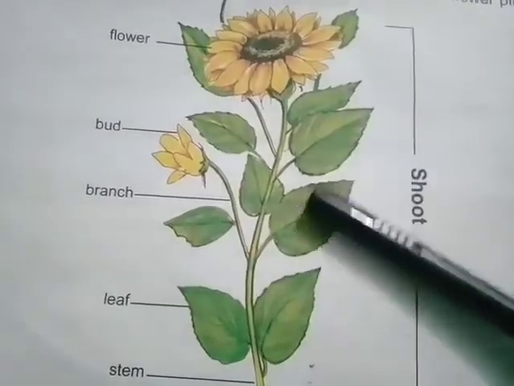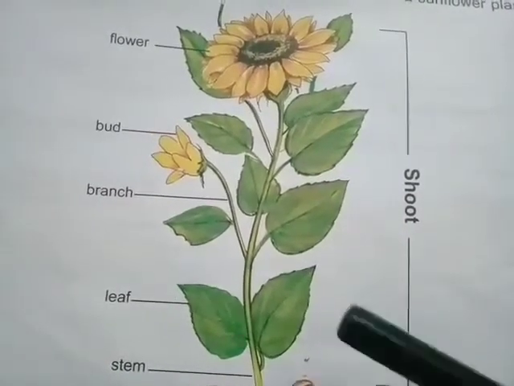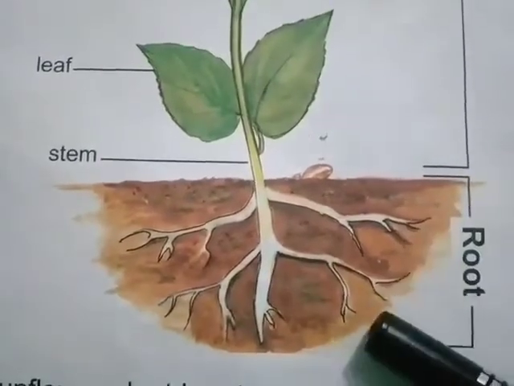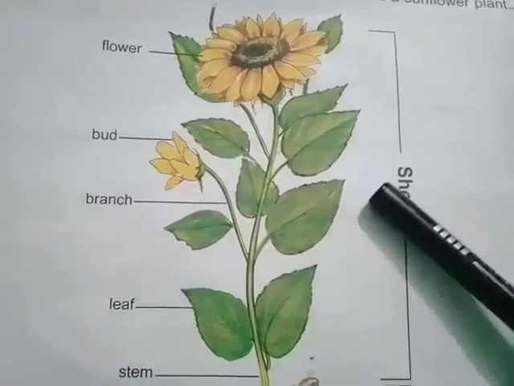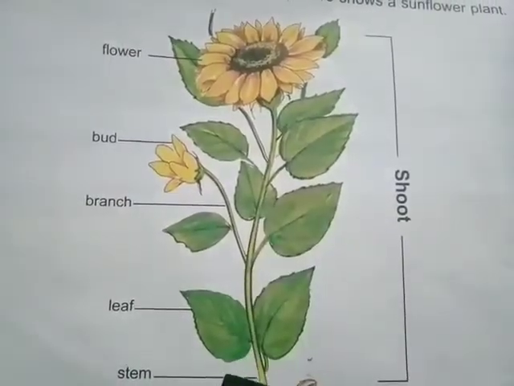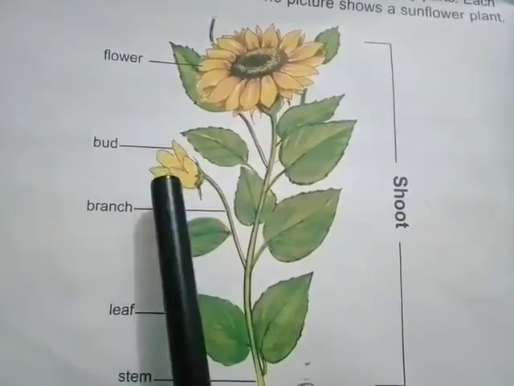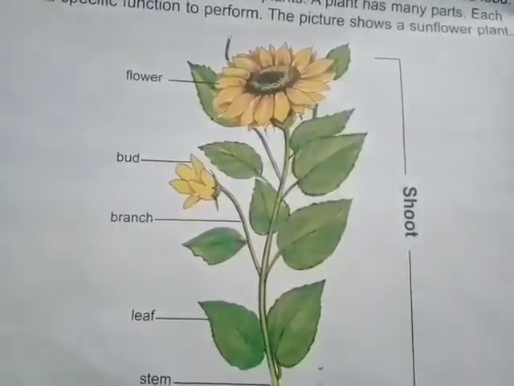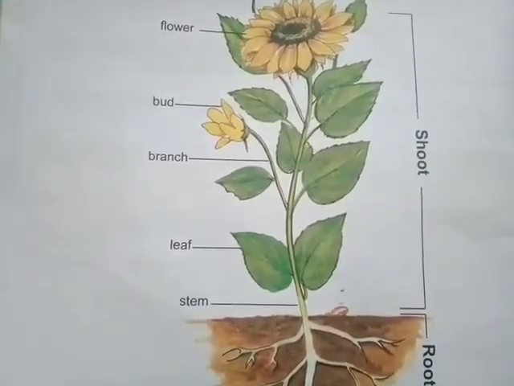The shoot is the portion of the plant that grows above the ground, and the root is the portion of the plant that grows below the ground. The shoot is further divided into many parts. The first one is stem, leaf, branch, bud, flower, and fruits. Now we study the plant's parts in detail.